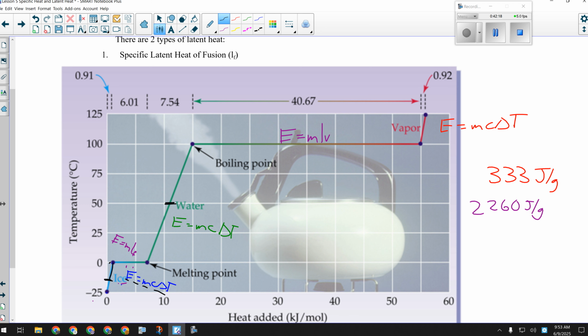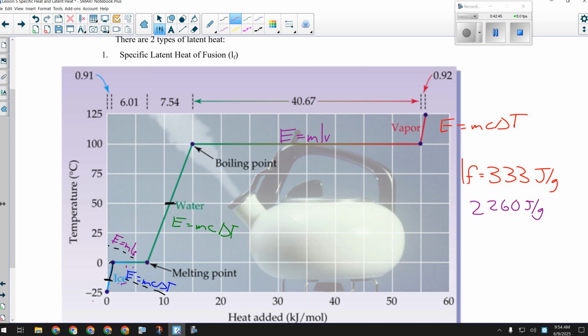Okay, once I get the ice to 0, then it will melt. And I would have this formula. I still know the mass, and I know LF. This is LF right here. This is the latent heat of fusion. Okay, how much energy it takes to melt 1 gram. So I multiply that by the mass of the ice. And I've got how much energy would be required to melt the ice.